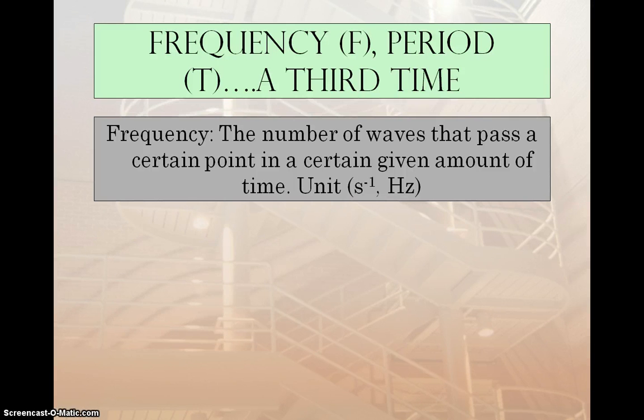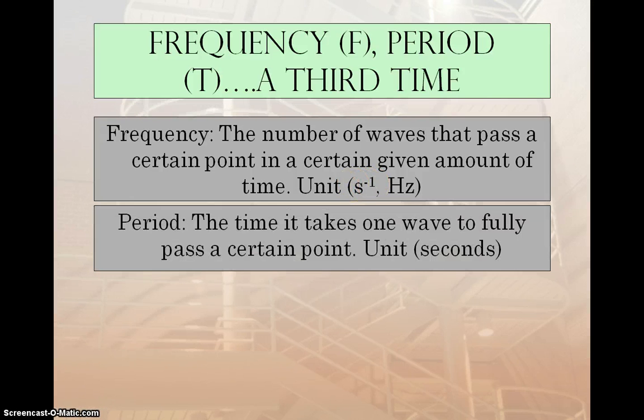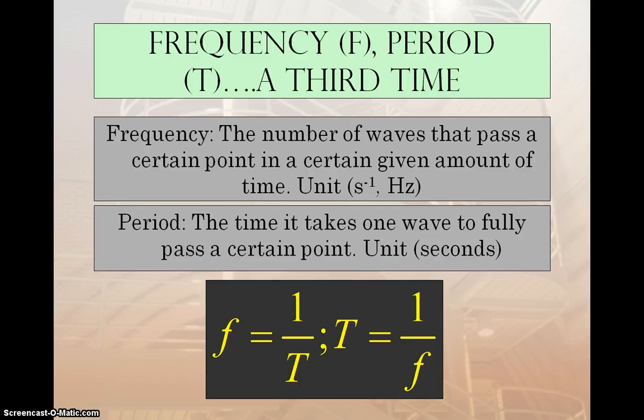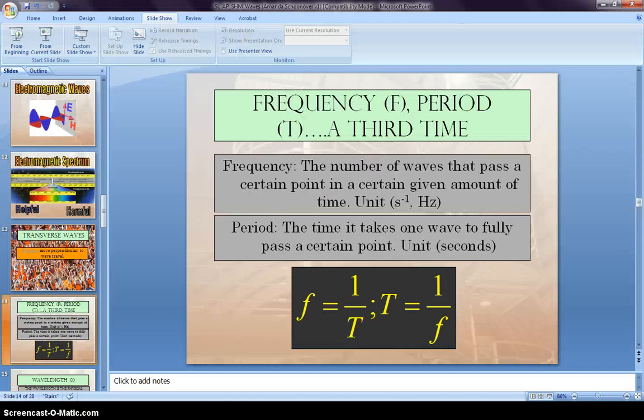So frequency in terms of waves is defined as the number of waves that pass a certain point in a given unit time. And the unit for this is the same as it has been before, hertz, which remember is also seconds to the -1 or 1 over seconds. Period for a wave is defined by the time it takes for one wave to fully pass a certain point. And again, period is a time measurement, so the unit is in seconds. And they're inverse to one another, so frequency is 1 over the period, and period is 1 over the frequency.